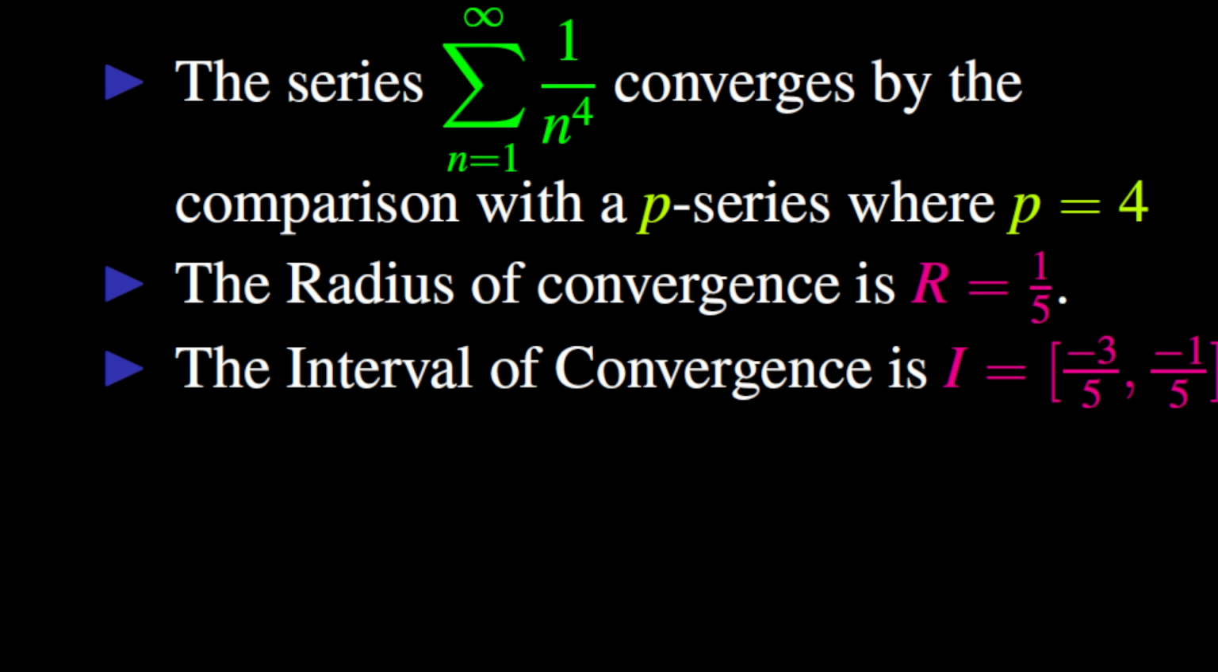In sum, the radius of convergence is equal to 1 over 5. The series converges for x in the closed interval with endpoints -3 over 5 and -1 over 5.